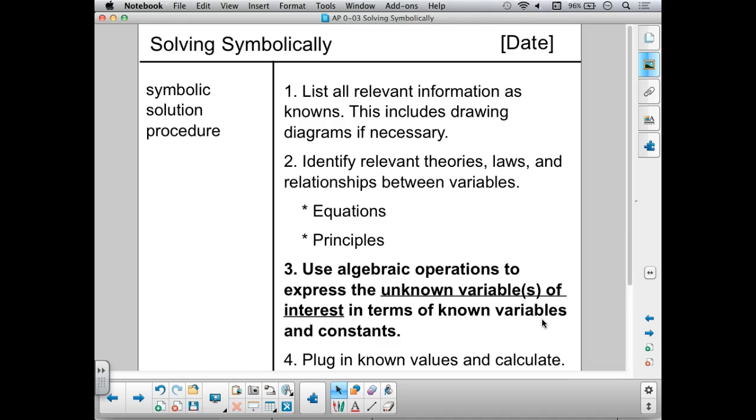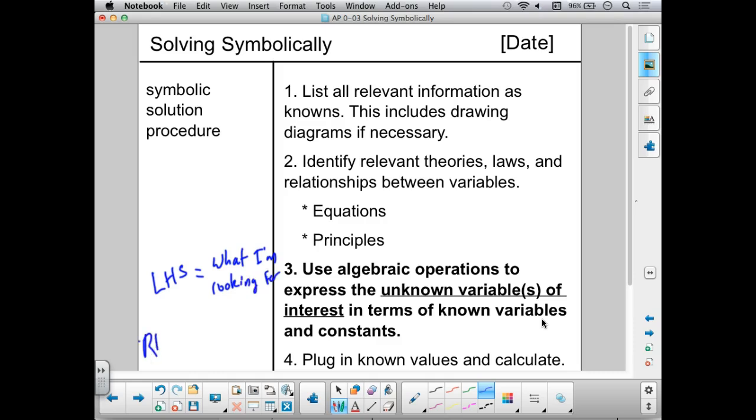Now, number three I put in bold because this is going to be the part that we practice the most in this lesson. Using algebraic operations to express the unknown variables of interest in terms of known variables and constants. So that basically means that on the left-hand side, I'm going to abbreviate that LHS, I want to have what I'm looking for. And on the right-hand side, I'm going to abbreviate that RHS, I want everything else. And preferably that is going to be stuff that is known.